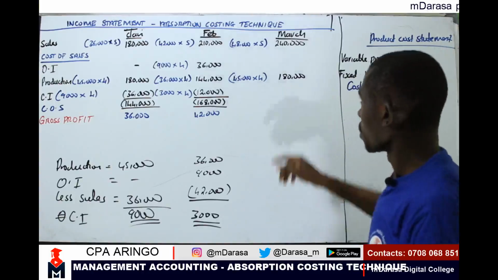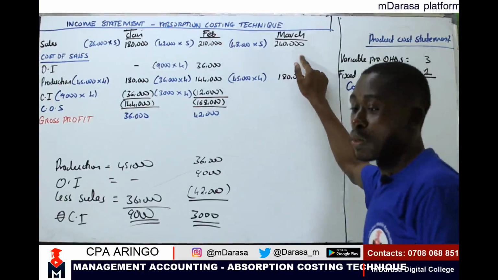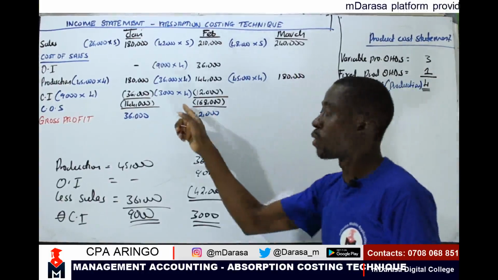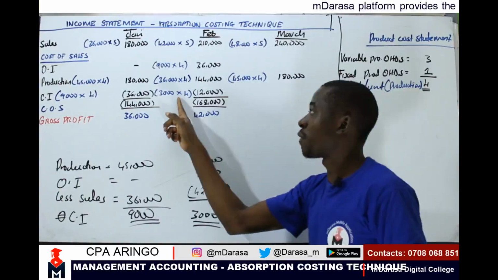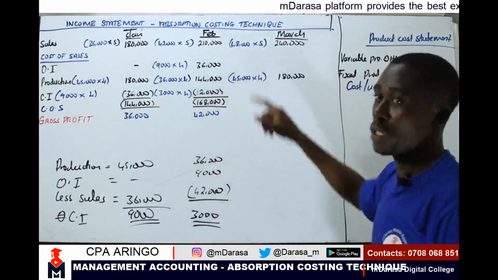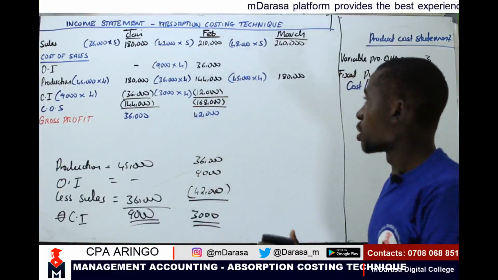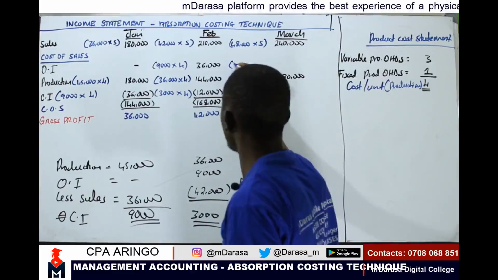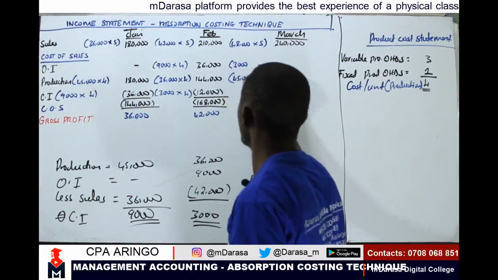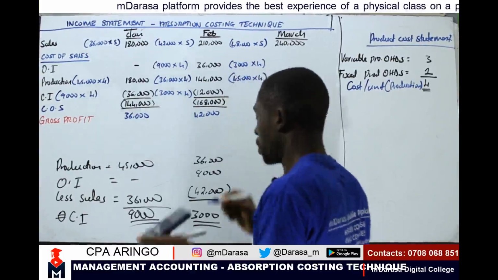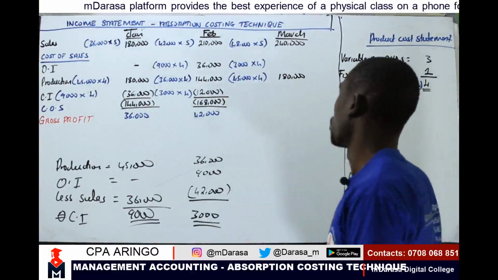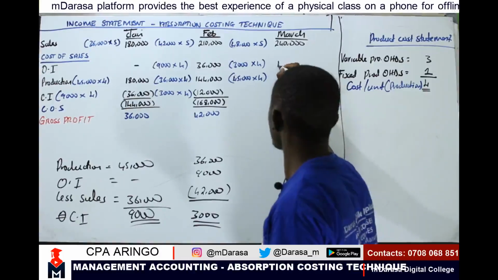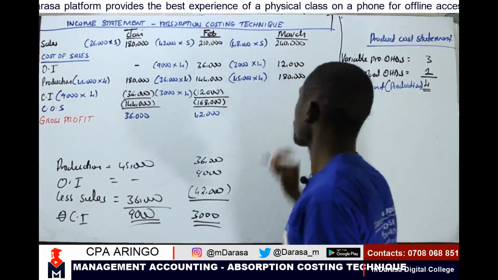So what about in the month of March? In the month of March, our closing inventory in the month of Feb should be our opening inventory in the month of March. So my opening inventory in the month of March is 3,000 units. We multiply by 4, which gave us 12,000.